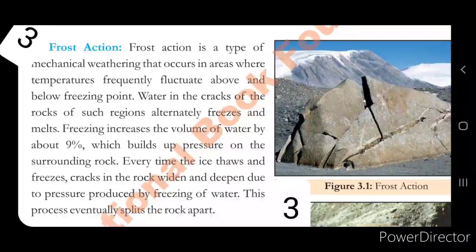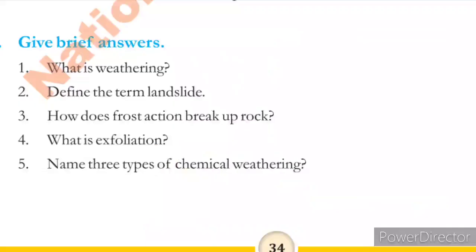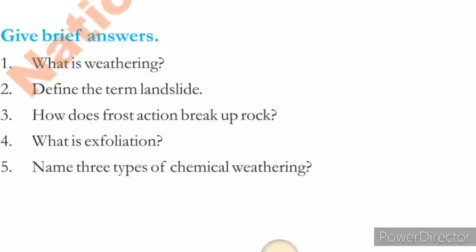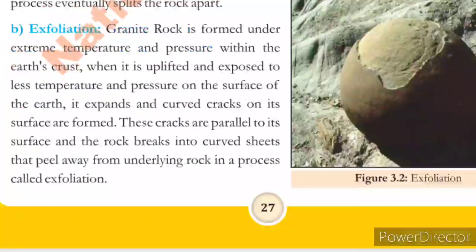The next question is, what is exfoliation? The answer to this question is in your book, page number 27. Granite rock is formed under extreme temperature and pressure within the earth's crust. When it is uplifted and exposed to lower temperature and pressure on the surface of the earth, it expands, and curved cracks form on its surface. These cracks are parallel to the surface, and the rock breaks into curved sheets that peel away from the underlying rock, in a process called exfoliation.